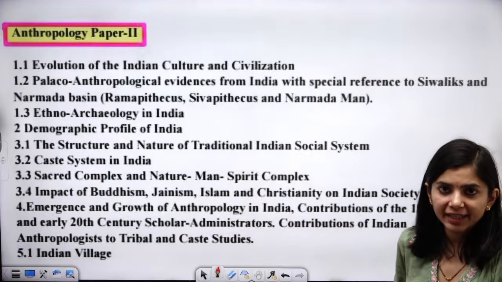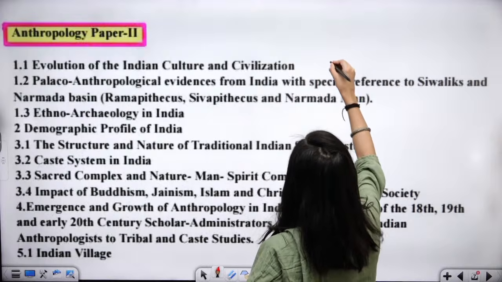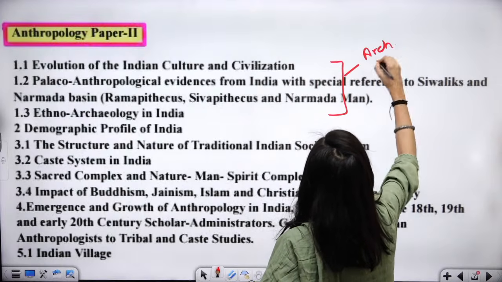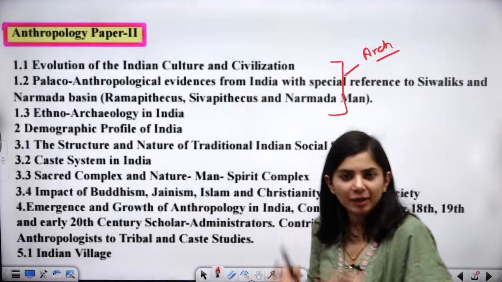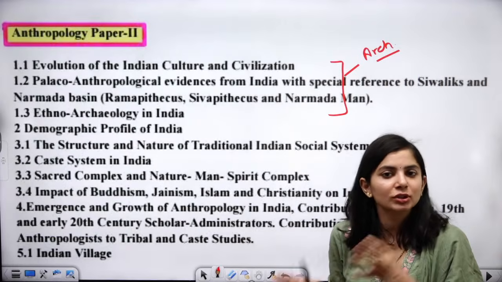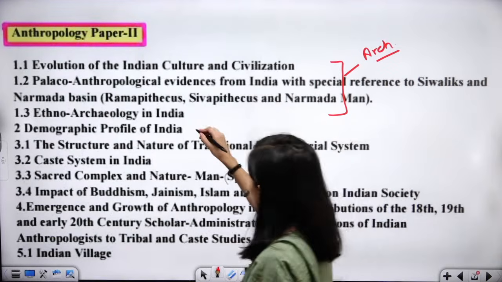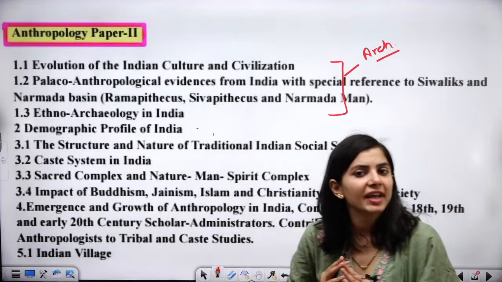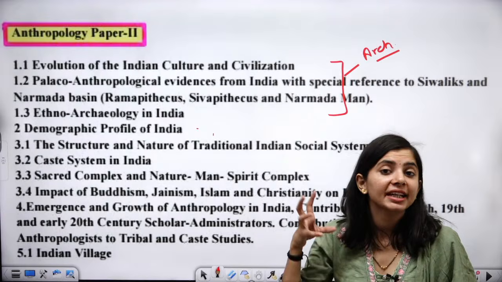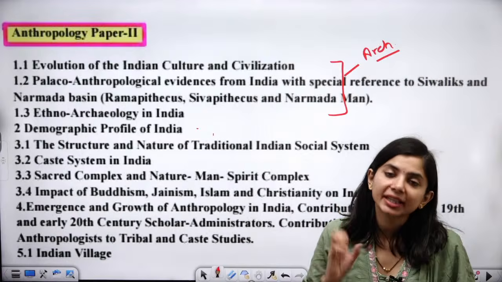Okay, now starting with anthropology paper 2. In anthropology paper 2, the first 3 units are part of your archaeology. As I told you, 5% Indian archaeology, and the 5% is spread through paper 1 as well as paper 2. Now, from unit 2, see, Indian anthropology is very basic, very common, but you have to add on the extra thing if you want extra marks, and that extra thing is related to the case studies.